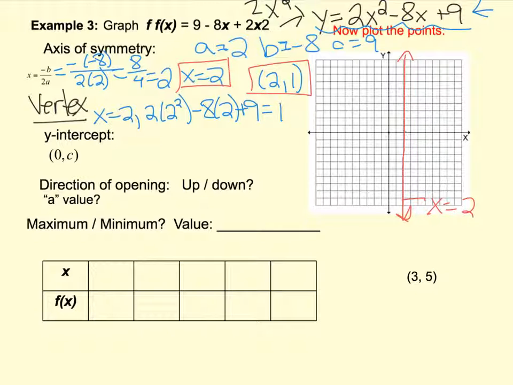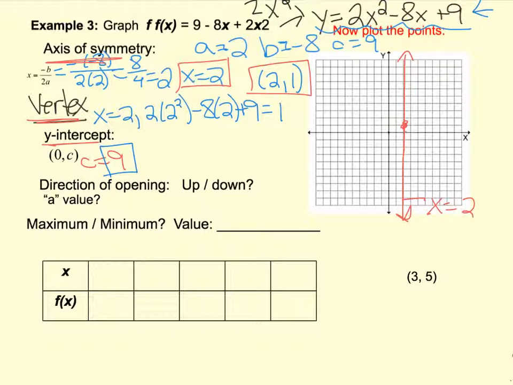So let's graph our vertex. I'm going to go over 2 and up 1. So our vertex is going to be right there, 2 comma 1. Okay, so we found axis of symmetry, we found vertex, we need to find our y-intercept, which is always c, and we said c is 9, so 9 is our y-intercept.